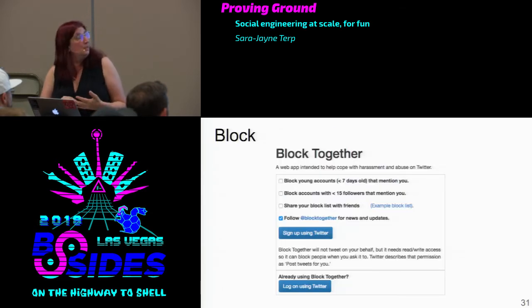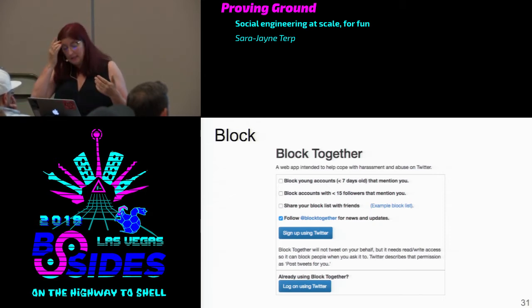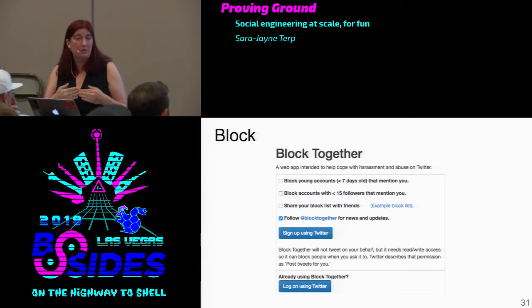You can block. At an individual level, there are lots of tools already out there for dealing with harassment. This is a small one that just blocks recent accounts with no numbers of followers, so you're not looking at things that are likely to be recent trolls, recent bots. And there are groupings you can use.